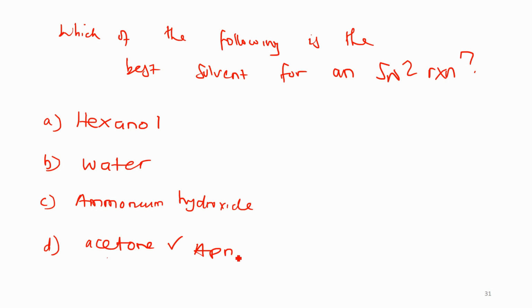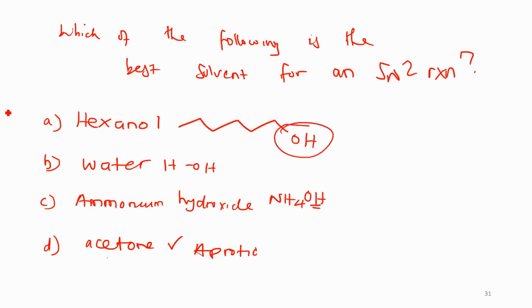Because out of all these, this is aprotic. For those who are wondering what ammonium hydroxide is, it's NH4+ OH-. You have an OH there. Water obviously has an OH. Hexanol, 6 carbons, 1, 2, 3, 4, 5, 6. That's an alcohol. All these guys are protic. You don't want a protic solvent. You don't want the solvent to compete for the nucleophile.